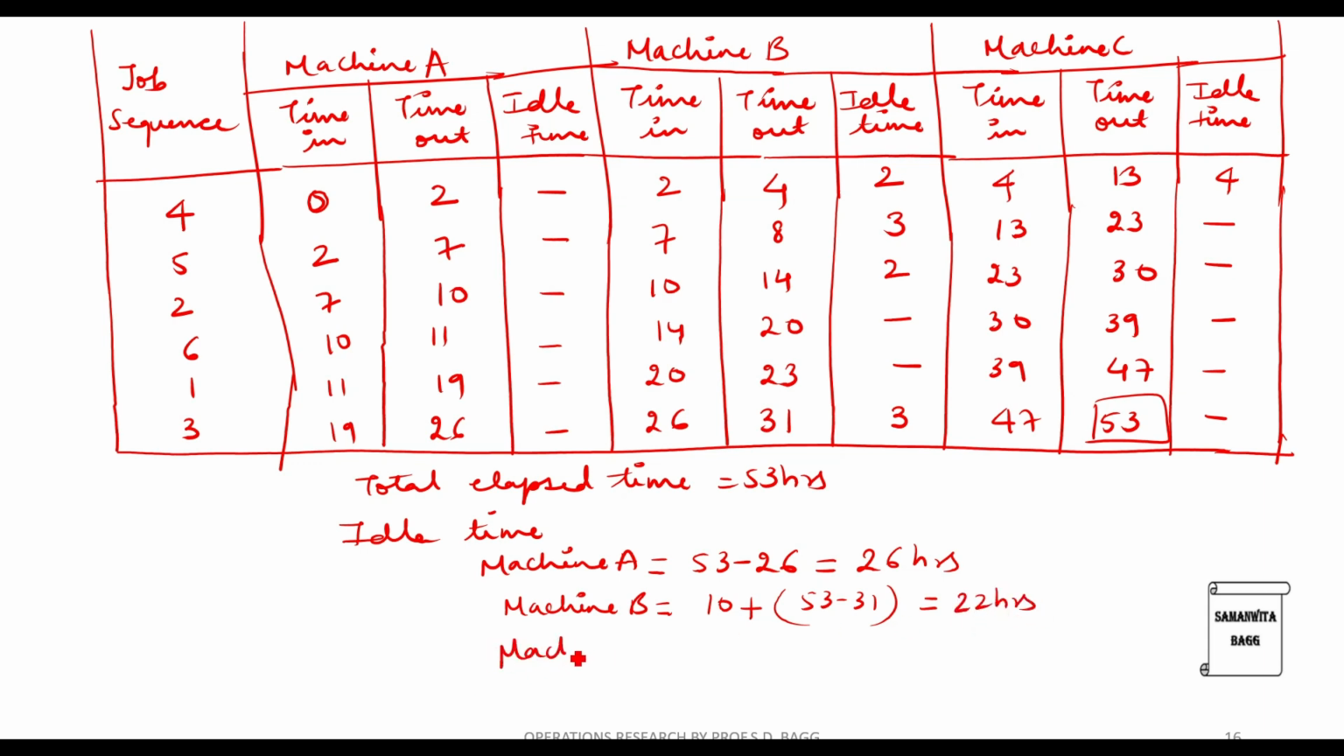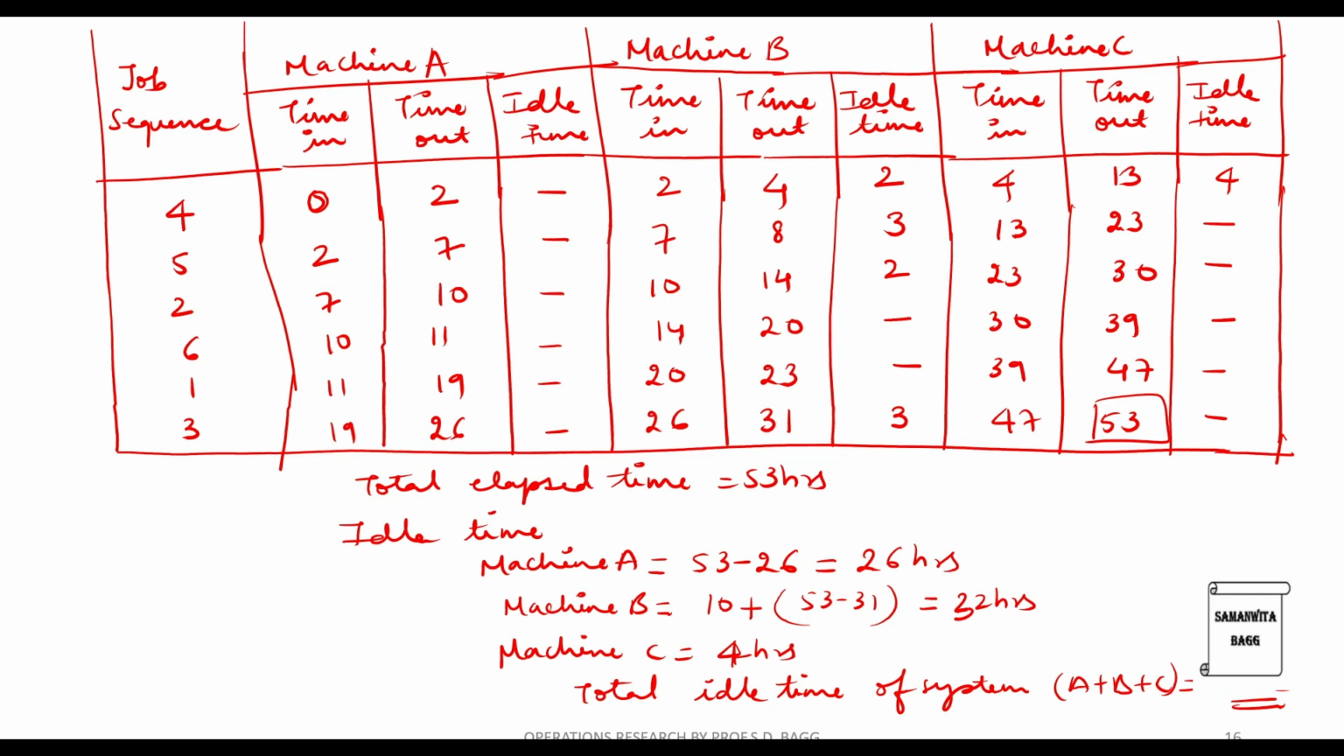For machine C, it is just 4 hours. So the total idle time of the system will be the one of A plus B plus C. So this turns out to be 52 hours. Okay, this is 32 hours and this total time becomes 62, not 52.